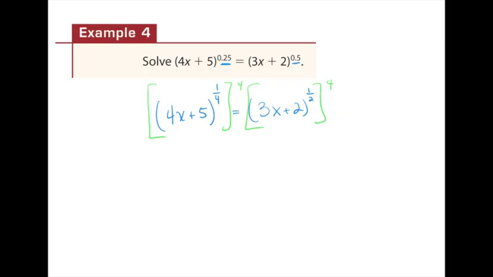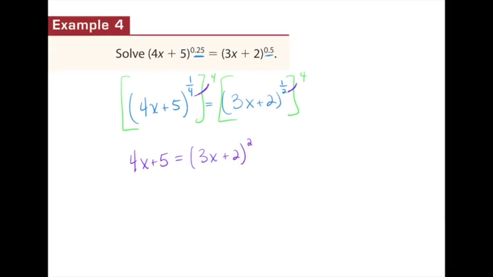Yes, it will. So I'm going to take this left side, and I have 1/4 times 4. That's just the first power. 1/4 times 4 is just 1. So on this left side, I have 4x plus 5. On the right side, I have 1/2 times 4. That is just 2. So I have 3x plus 2 squared. Both of those now no longer have a decimal or fraction exponent. And so now I can just solve. This guy is as simple as he can get right now.